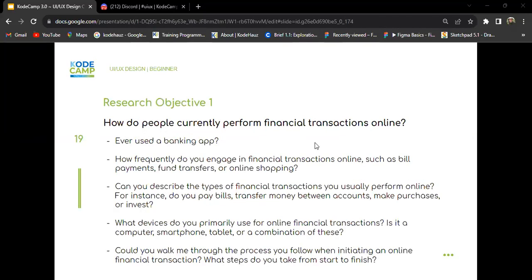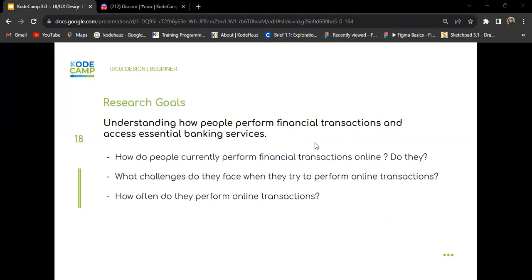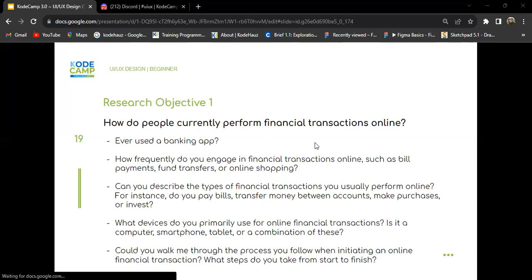Now, for the first question, how do people currently perform financial transactions online? These are like broken-down questions that can help you answer the main question that we have here, because this is the first goal or the first objective, right? How do people currently perform financial transactions?